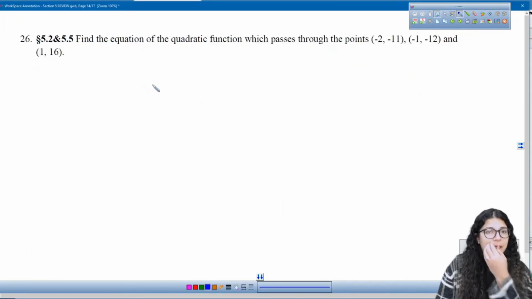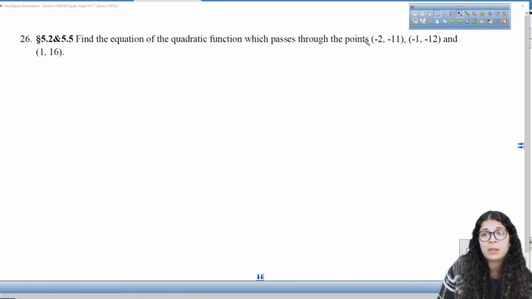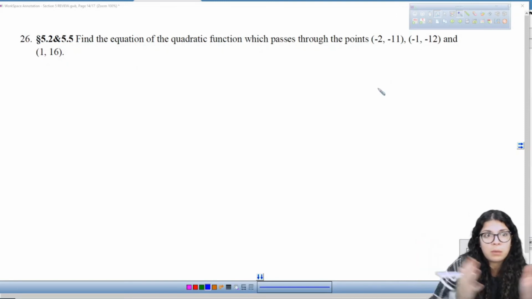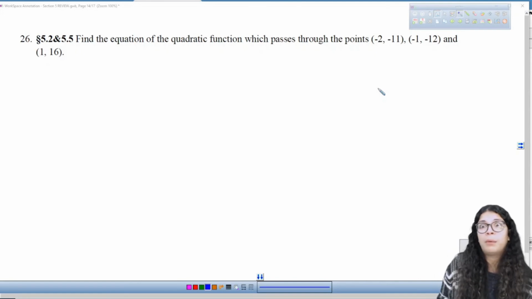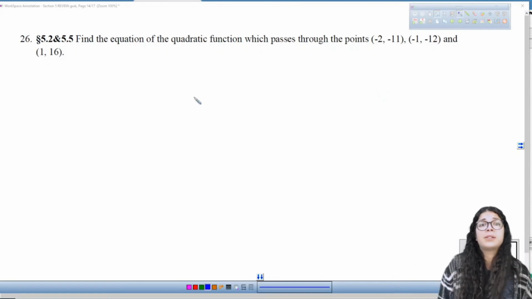So on number 26, we need to find the equation of the quadratic function that will pass through this point, and this point. Ooh, okay. Do we have any clue about having the vertex? No. Because there is no symmetry here with the y values, right? If one y value was this, one was that, and it was in between exactly 2 other ones, then maybe. But no clue about what's the vertex. No clue about what's the y-intercept.